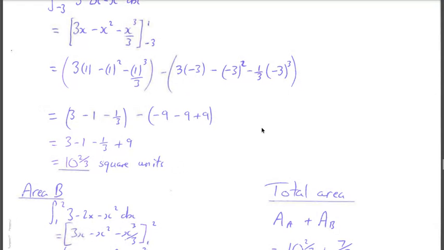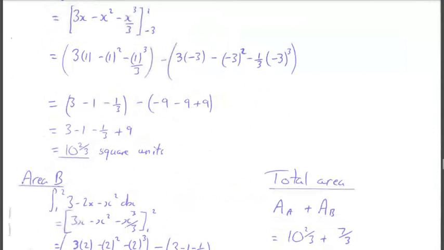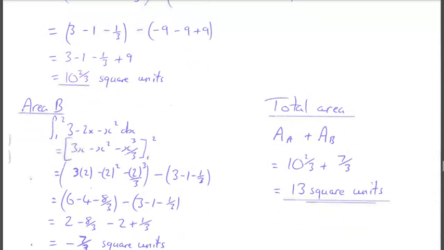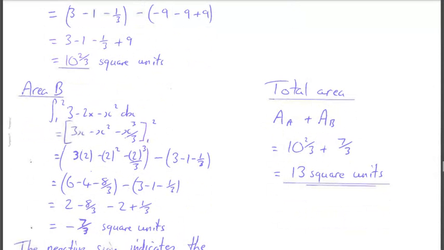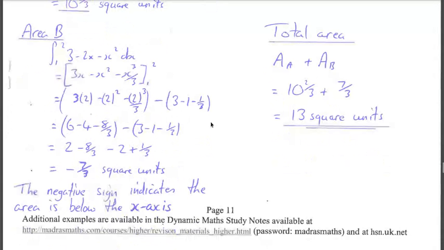We then need to do the same for area B. So remember, area B, guys, we're going from 1 to 2. So again, we're just integrating the same function. So again, it'll be 3x minus x squared minus x cubed over 3. And then we're going from 1 to 2. So again, substitute in the upper limit, substitute in the lower limit, evaluate what we have. We get -7/3 square units.